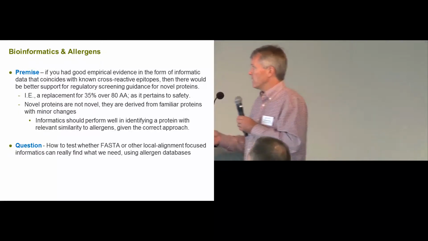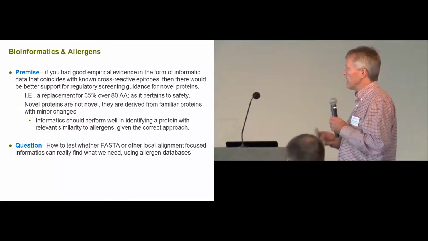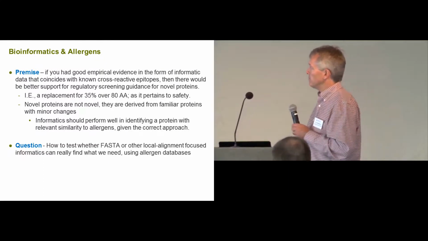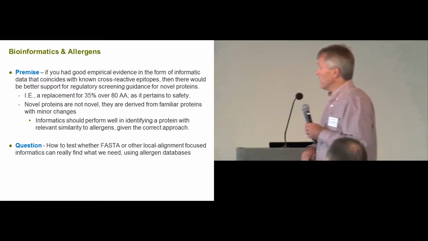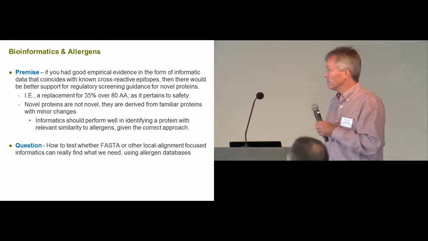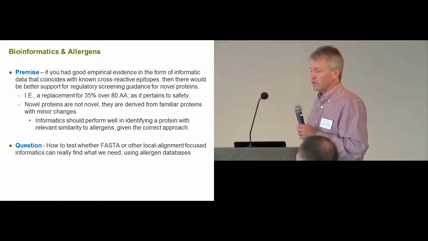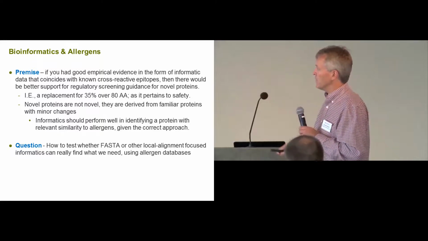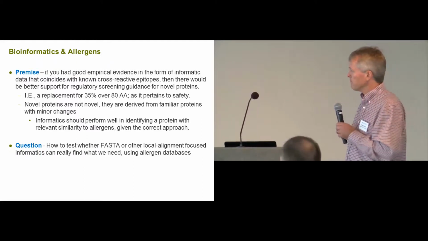So, bioinformatics and allergens, the premise: if you had a good empirical evidence data set that coincided with known cross-reactive epitopes, then there'd be better support for drawing a new line in the sand, essentially. So what I'm going to walk through is a process that would give us some better understanding than trying to deal with this 35/80.